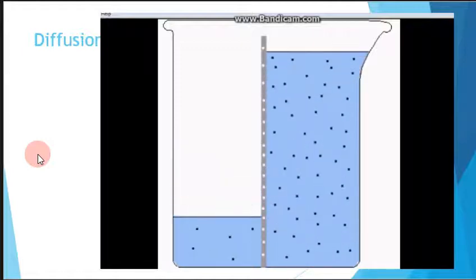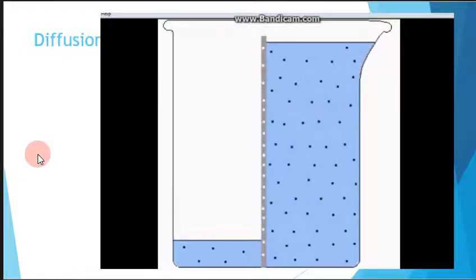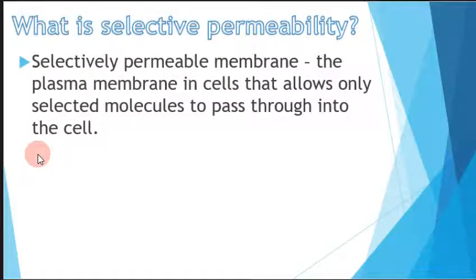All right, so really that semi-permeable membrane, that selectively permeable membrane, is really allowing the water to go through. Other small things can go through as well. Think of it like a screen on a window, right? The bugs can't get in because the screen is too small, but air gets in because it's small. Okay, so what is selective permeability? It is the plasma membrane in cells that allows for only selected molecules to pass through. And depending on what organism we're talking about, those might be different things.